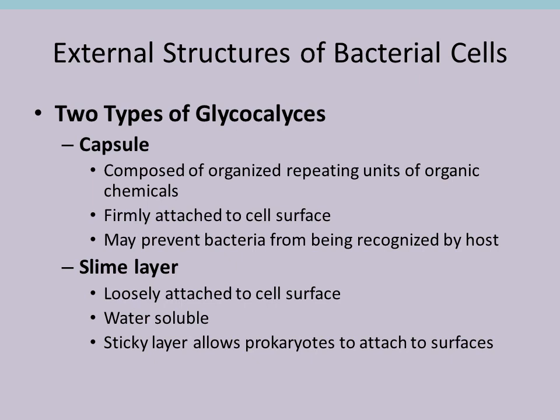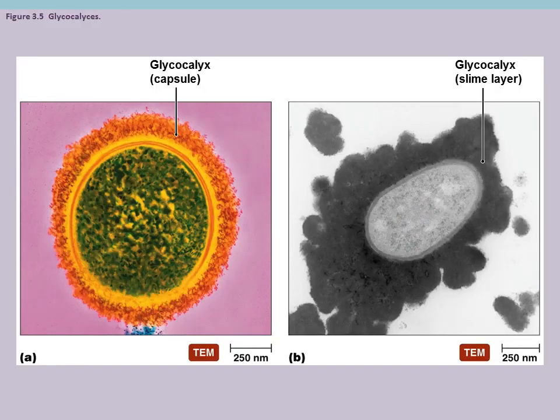The slime layer is very loosely attached to the cell surface, and it's going to be water soluble, so it can be easily removed. It helps to allow the prokaryotic cell to attach and stick to surfaces. So this is a picture showing, in picture A, the capsule, and in B, the slime layer.